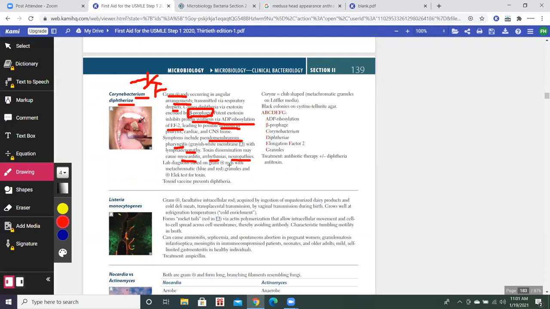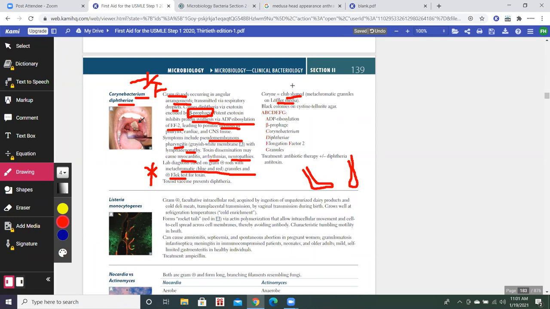Lab diagnosis is based on gram-positive rod with metachromatic blue granules and a positive Elek test. This is extremely high yield. On lab diagnosis, the granules in diphtheria look like metachromatic blue and red granules. Corynebacterium diphtheriae organisms are basically club-shaped. They will look something like this in the growth medium, like club-shaped metachromatic granules. And the media is Loeffler's media.